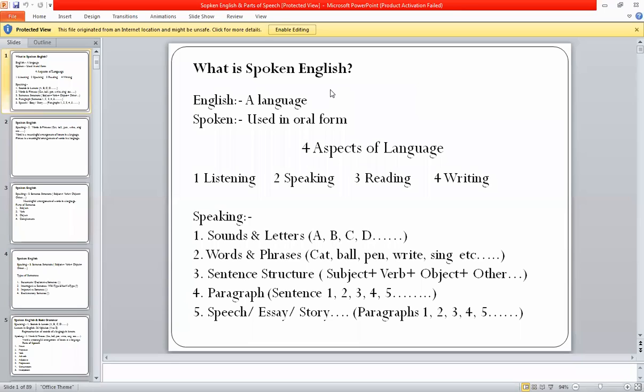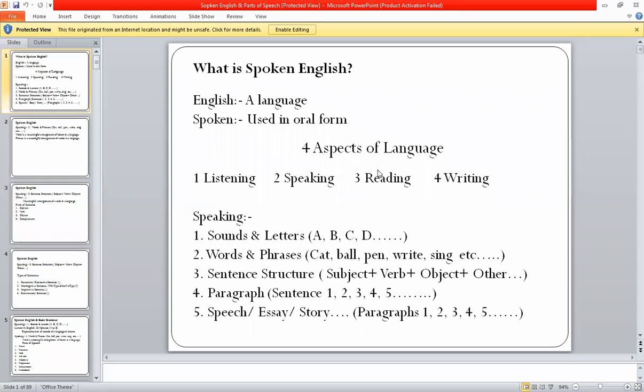Okay, so we are going to study English grammar. We are going to start with whatever the basic English grammar is. With that we are going to start with the syllabus. Okay, so before moving towards the parts of speech, we will just start with spoken English, what is called spoken English.